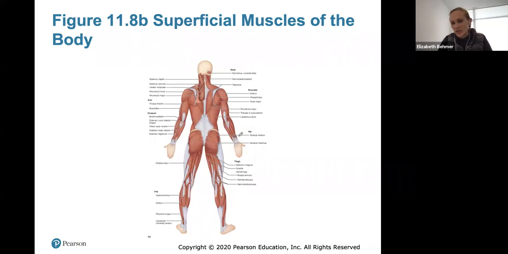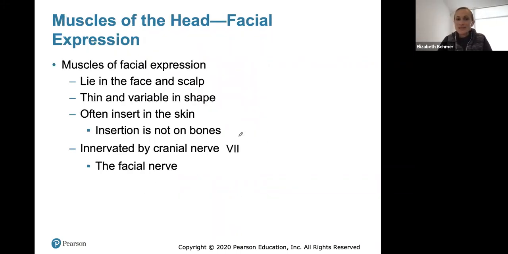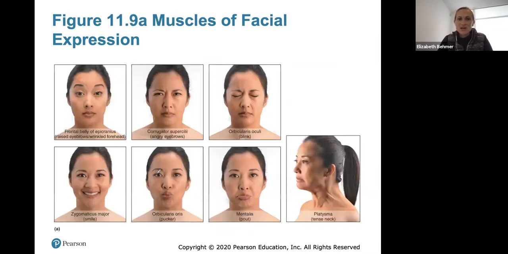And a posterior look. Muscles of facial expression lie in the face and the scalp. They're very thin and variable in shape. They'll often insert on the skin, so they won't insert on the bones. And many are innervated by cranial nerve number 7, which is the facial nerve. So here are muscles of facial expression and what they do.